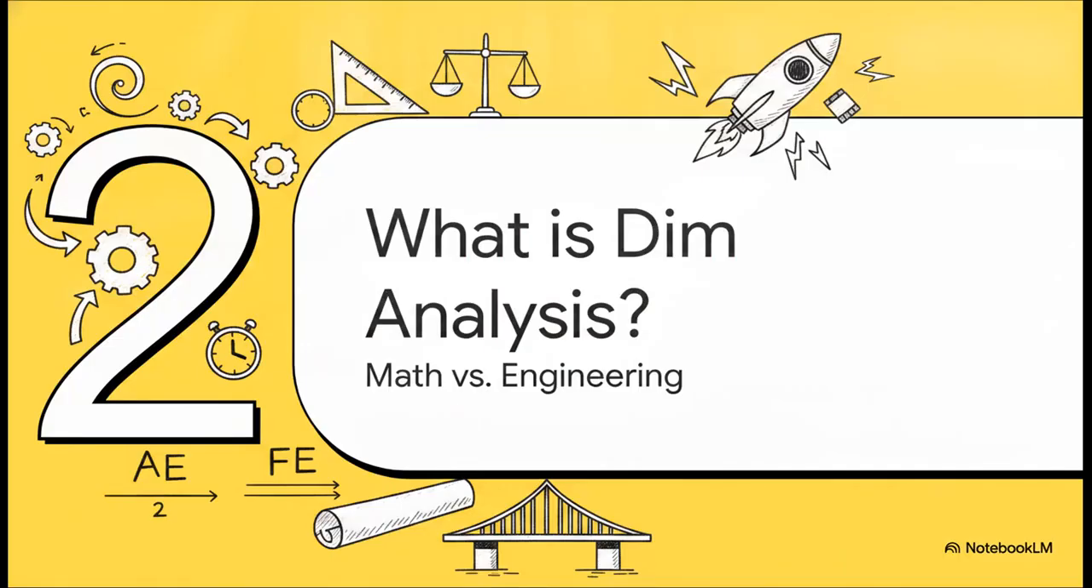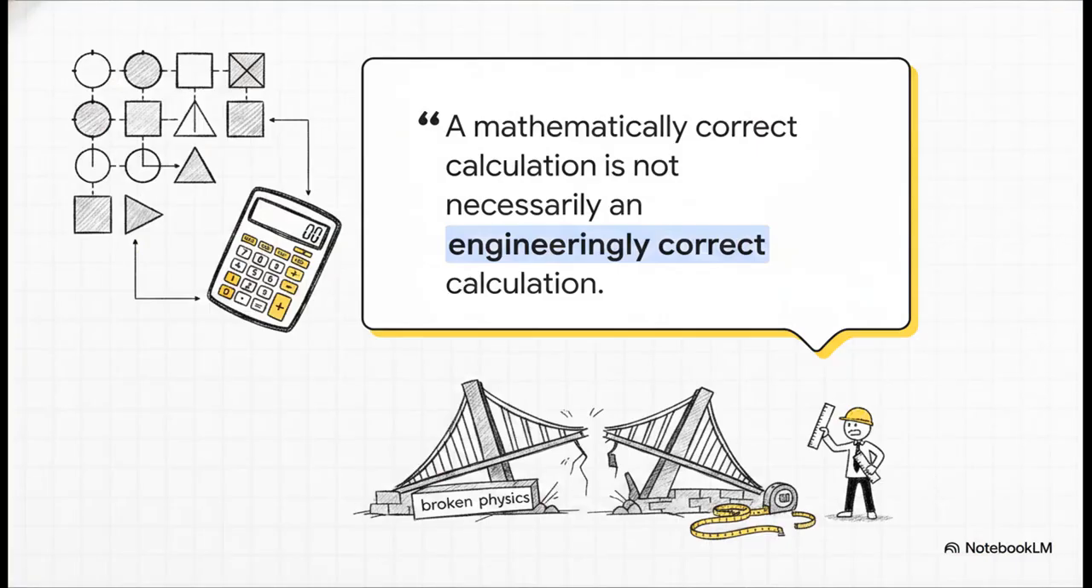Section 2. What is dimensional analysis? Math versus engineering. Now, what's really interesting about this slide is this specific mantra. A mathematically correct calculation is not necessarily an engineeringly correct calculation. I want you to really let that sink in. You can punch the numbers into your calculator flawlessly, but if your dimensions are wrong, the result is completely useless. Doing the math right means absolutely nothing if the physical context of the problem is broken.